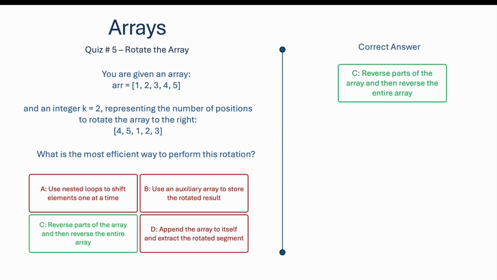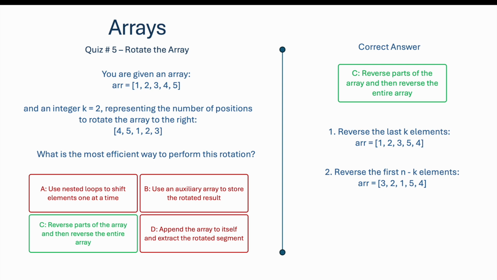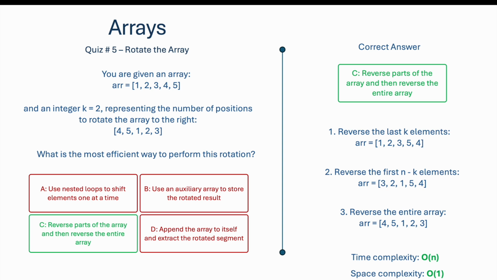The right answer is C. Reverse parts of the array and then reverse the entire array. So if you reverse the last k elements, which is the last 2 elements, the array becomes 1, 2, 3, 5, 4. And then reverse the first n minus k elements, the first 3 elements. If you reverse, it becomes 3, 2, 1, 5, 4. Now reverse the entire array. It becomes 4, 5, 1, 2, 3. This is what we expect the result to be. This takes order of n time complexity and no additional space is required.